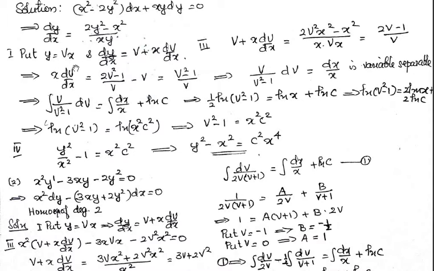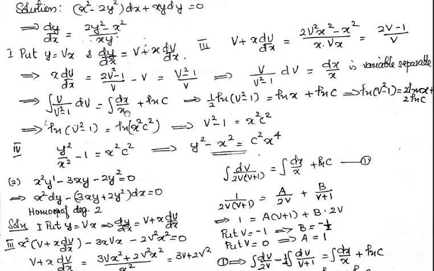See here, it is x dv by dx equal to v square minus 1 by v. So from these two quantities we know that it is variables separable. Arranging it in proper form, v by v square minus 1 dv is equal to dx by x, which is variables separable.